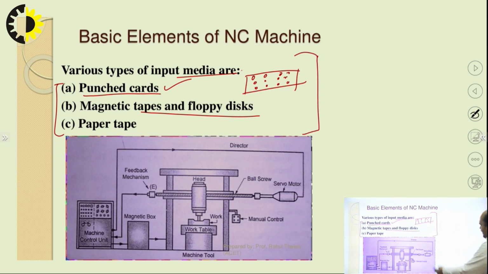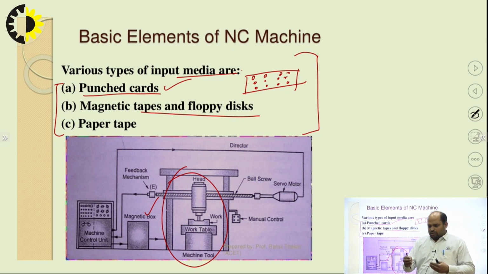So here we can see the complete system from manufacturing to tool. We can see the work tables, and after that this is the magnetic box and the feedback system, so that the machine can decode the program, and accordingly it can send feedback to the machine systems.